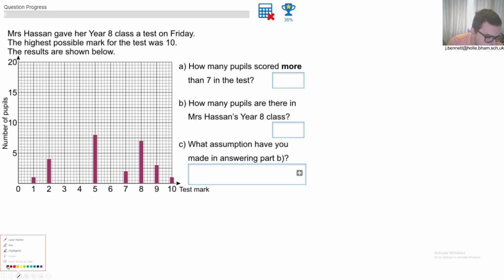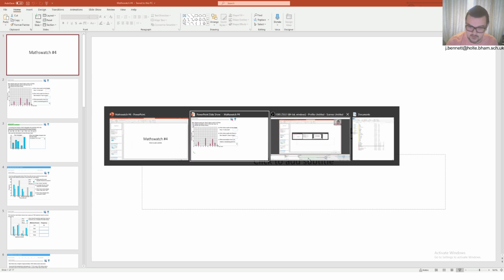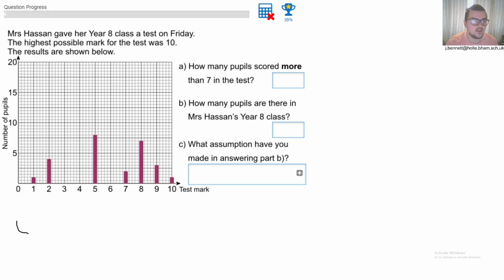Let's get the pen out. There we go. It's just Mrs. Hassan gives her Year 8 class, just making sure that's recording. It is recording, awesome. Year 8 class test on Friday. The highest possible mark for the test was 10. The results are here as shown. How many people scored more than 7 in the test? So we want more than 7.